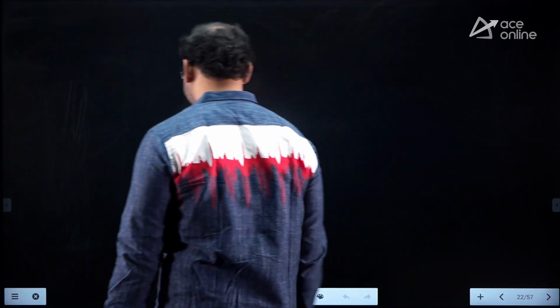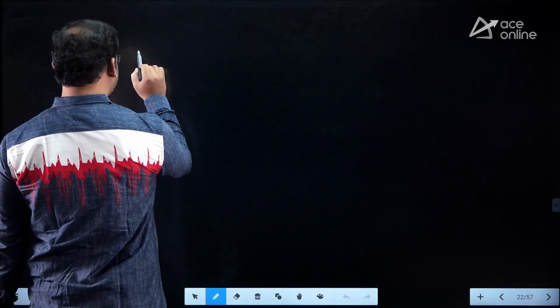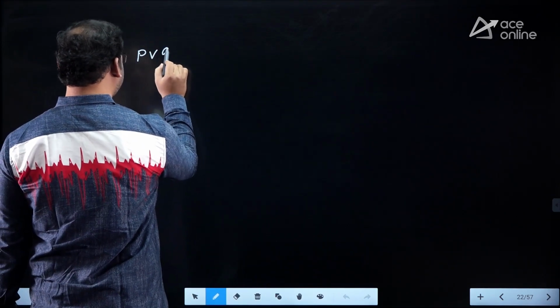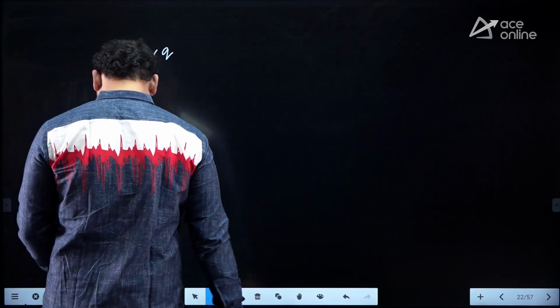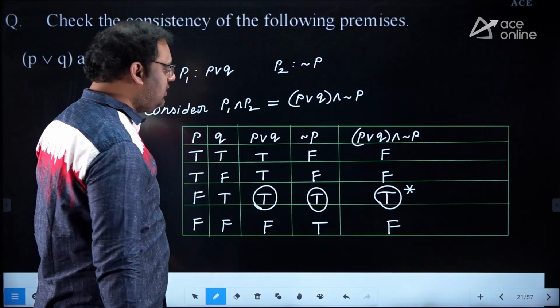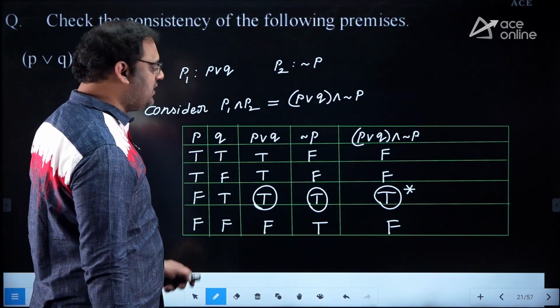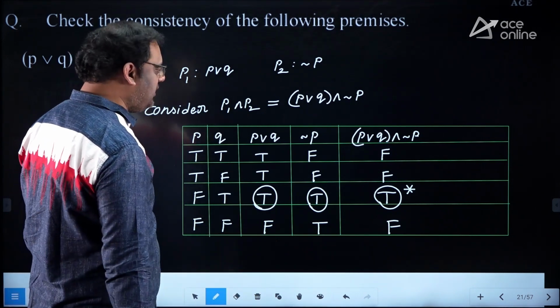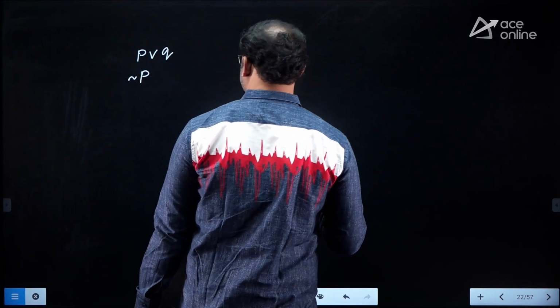In our first order logic, when you are saying there is a chance that P OR Q can be true and negation P can be true, it means the result comes to true, which means it is going to be consistent. What is the exact meaning? In case of first order logic, you should understand something like this.